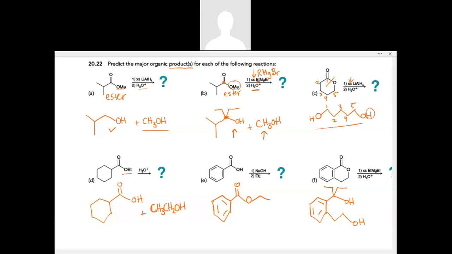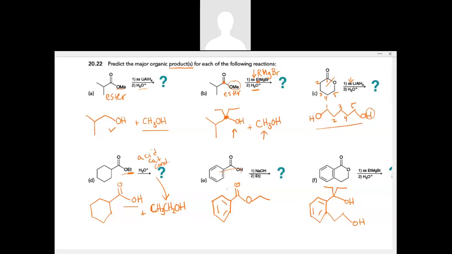Then in part D here, we have, once again, a starting ester. We're going to just treat this with aqueous acid, and we're going to see that this is hydrolyzed. So we're going to break this apart at this point, and we'll produce ethanol, shown below here, from this ethoxy portion, and then we'll also create this carboxylic acid shown here. So this was acid catalyzed conditions, right?